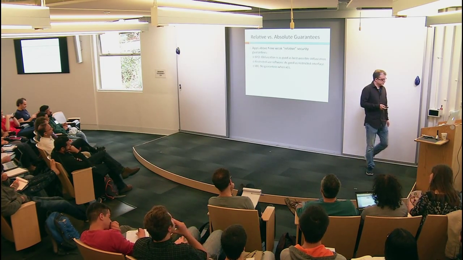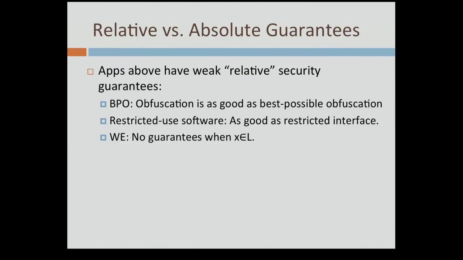Okay. So all of the above applications are maybe a little uninteresting in the sense that they have relative security. So for best possible obfuscation, all I could say is that the obfuscation is as good as any other. For restricted use software, it depends on the quality of the restricted interface that you wrap around the program. For witness encryption, there's no guarantee when X is in the language.